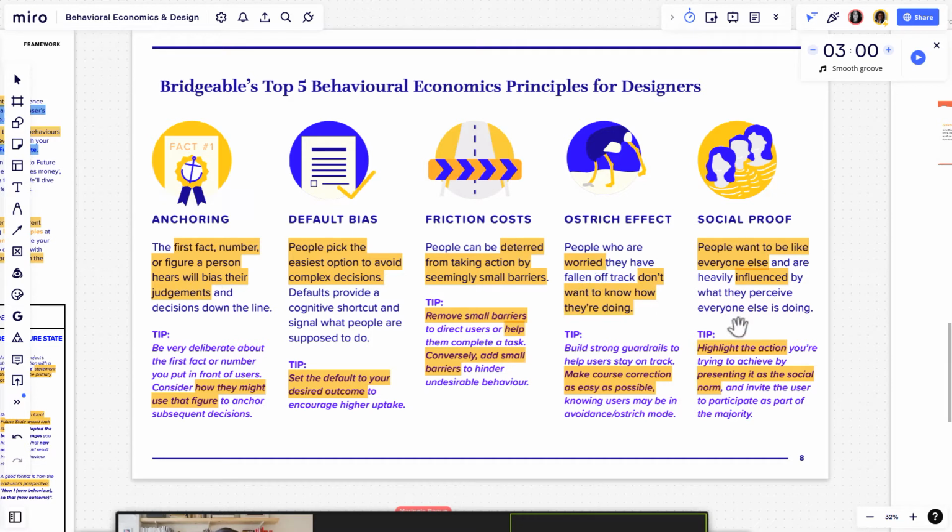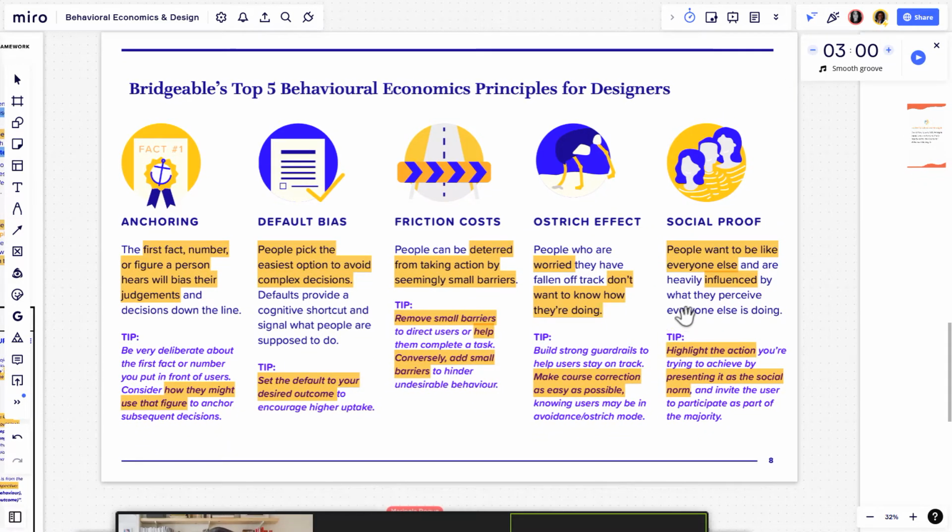Then the ostrich effect is that people who are worried they have fallen off track don't want to know how they're doing. It's kind of like, okay, I know I'm wrong, I know I'm not doing anything, so why should I care? That kind of mindset. So having that in mind, we can help users understand that there's always an opportunity to reset, for example, to correct their path and then come back to their ideal state or their ideal path.